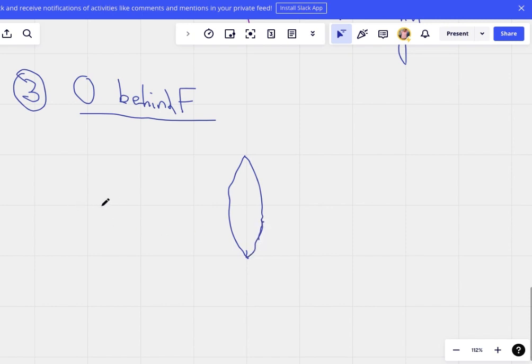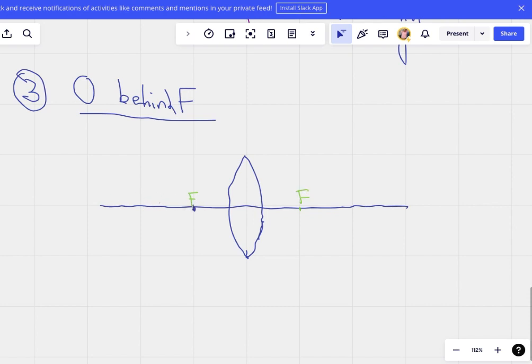Okay, so we draw our principal axis, which is the horizontal line that passes through the center of the lens. Now let's say our F is here. We change the color for F. So we say our F is here. And then let's say our F on the other side is here.